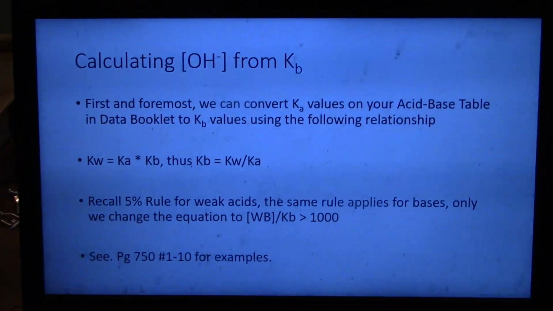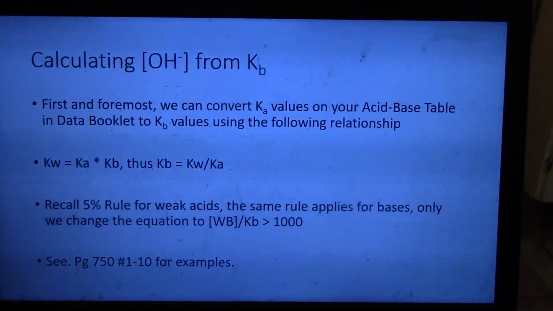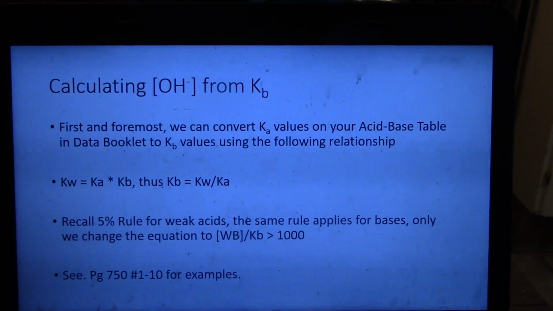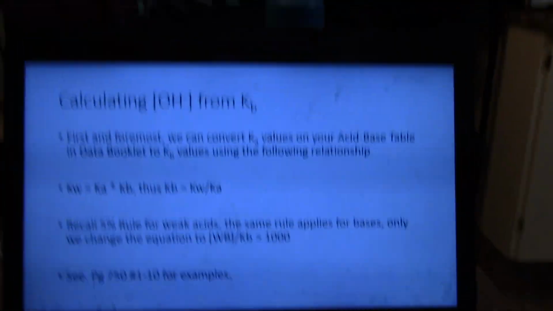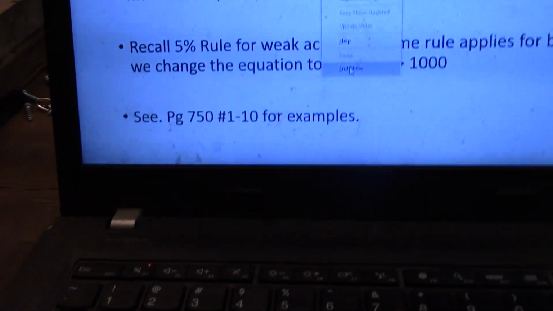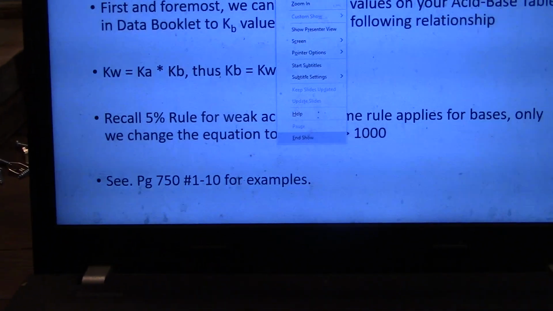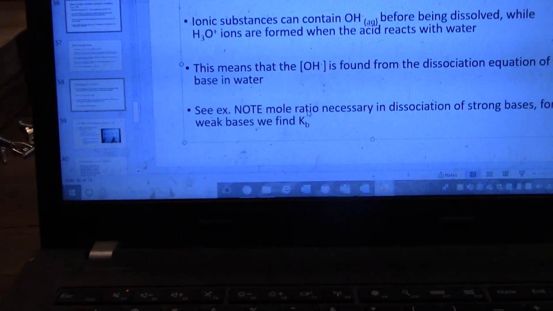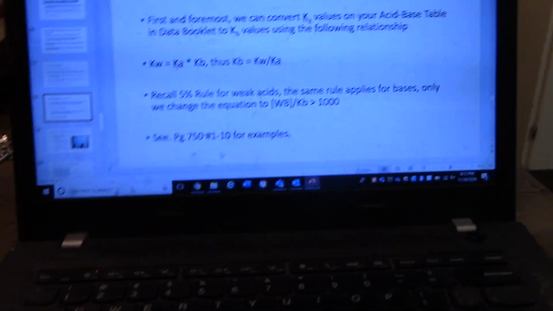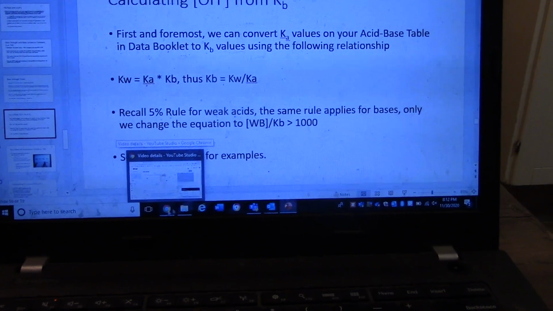You still have a 5% rule, so the concentration of the weak base over the Kb in this case. If it's greater than 1,000, then you can use the 5% rule. Now, I put page 750 numbers 1 through 10 up on the board earlier today. It's in the previous Ka lecture as well, but those are all good practice problems to deal with Ka and Kb.